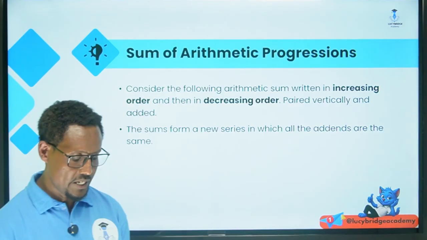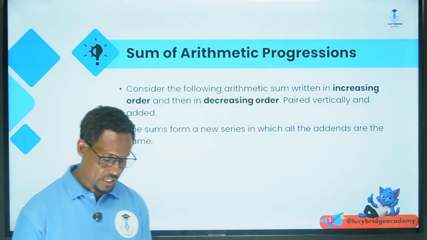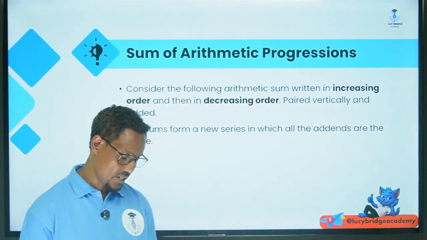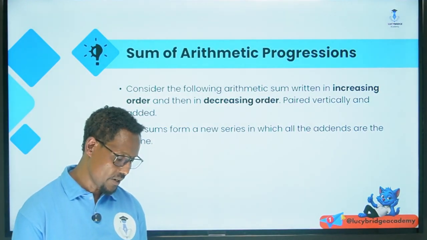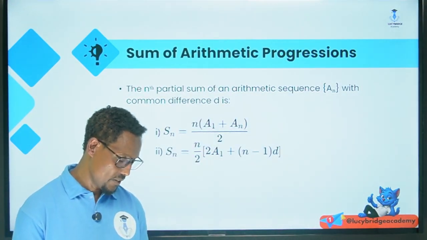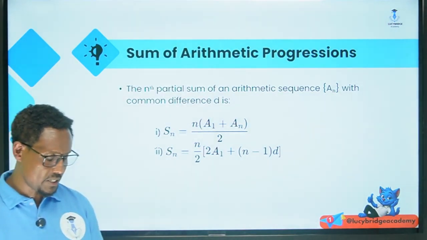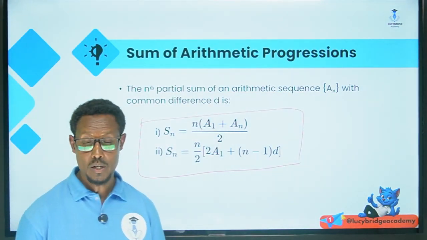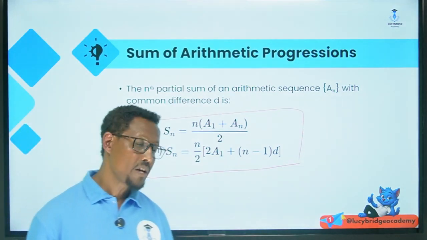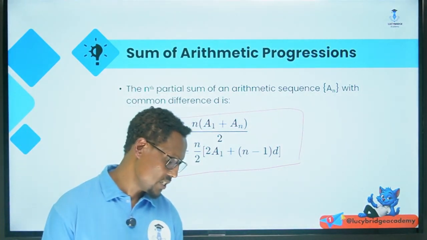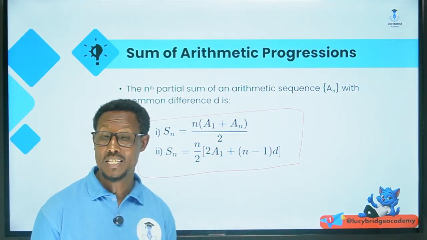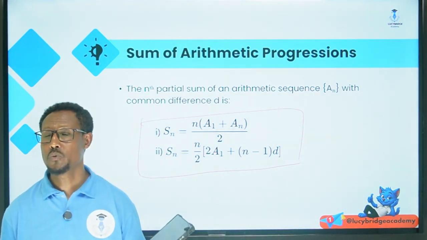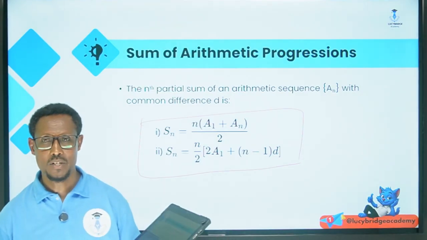Okay, consider the following arithmetic sum written in increasing order and then in decreasing order, paired vertically and added; the sum forms a new series in which all the addends are same. Now look, this is the previous formula, the nth partial sum of an arithmetic sequence an with a common difference d. Sn is equal to n over 2 times a1 plus an, or n over 2 times 2a1 plus d times n minus 1. This is the sum of the first n terms of an arithmetic sequence, or the sum of the first few terms, or a series of an arithmetic sequence.